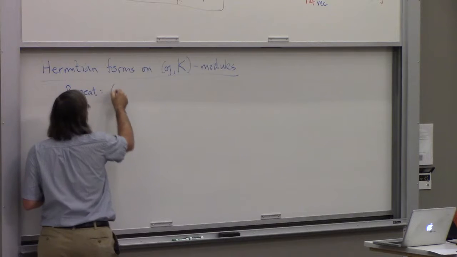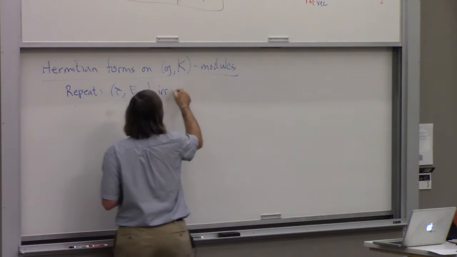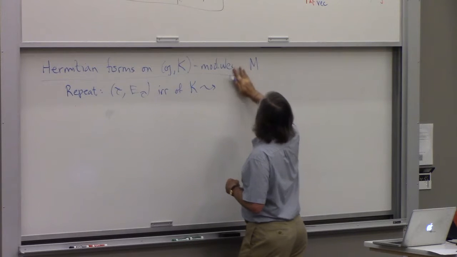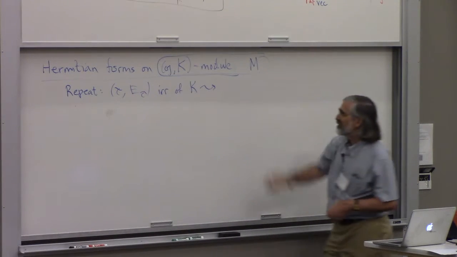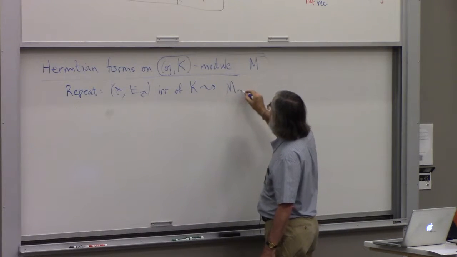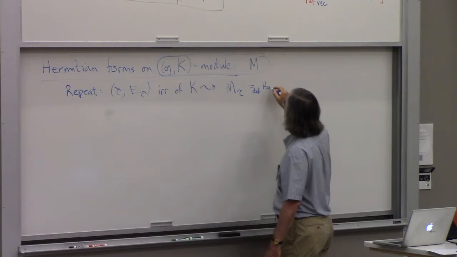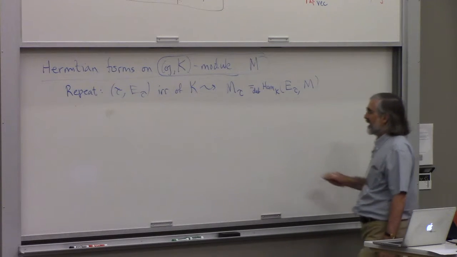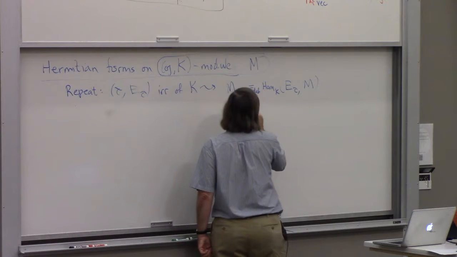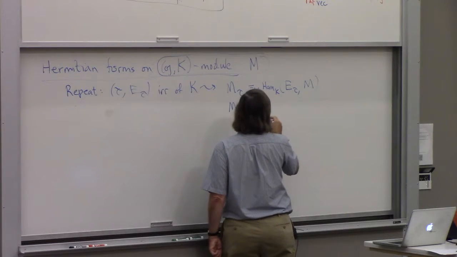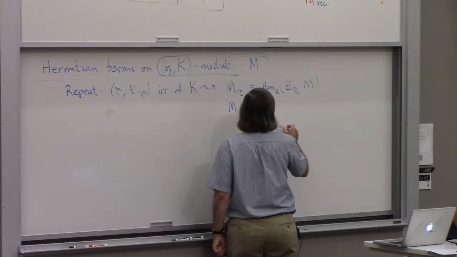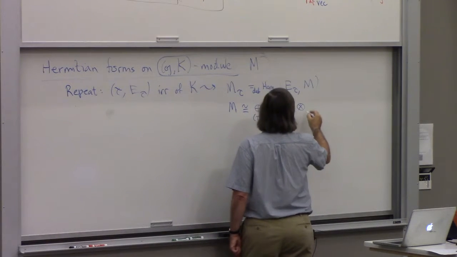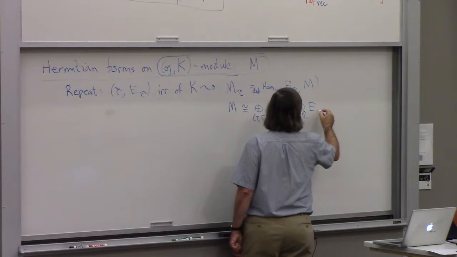Let me repeat that. If E tau is an irreducible of K, and M is going to be my GK module, I define M tau to be Hom over K of E tau into M. Then M is isomorphic to the sum over tau in K hat, modulo equivalence, of M tau tensored over C with E tau.